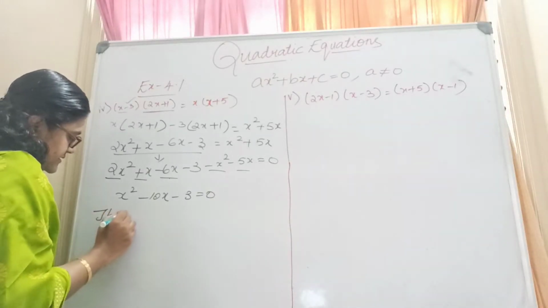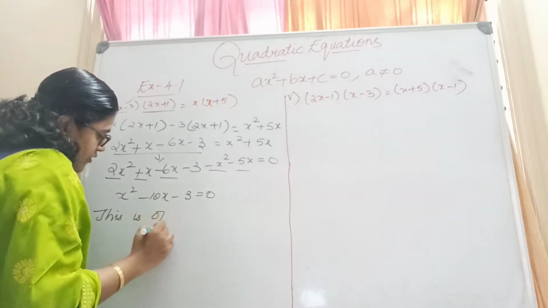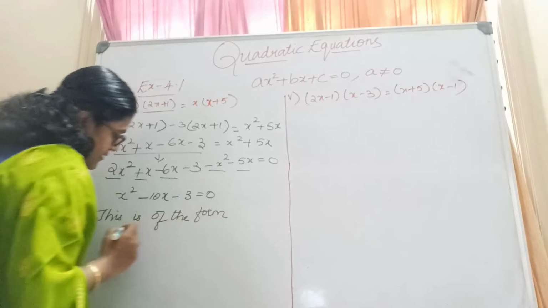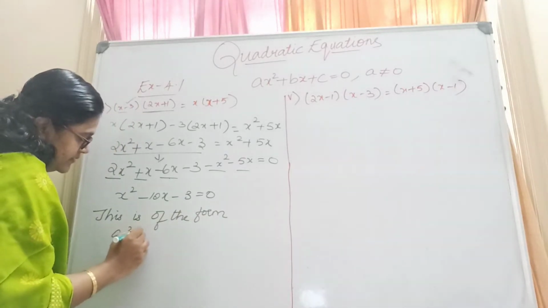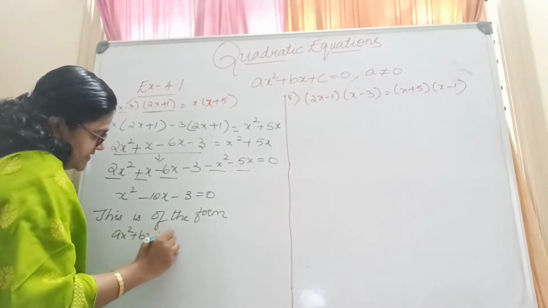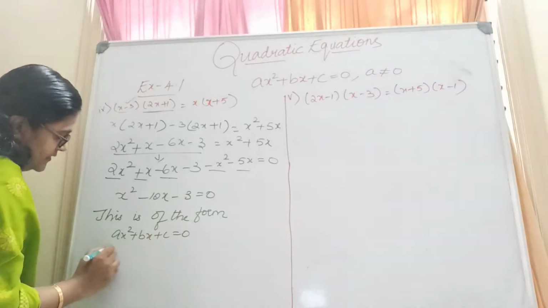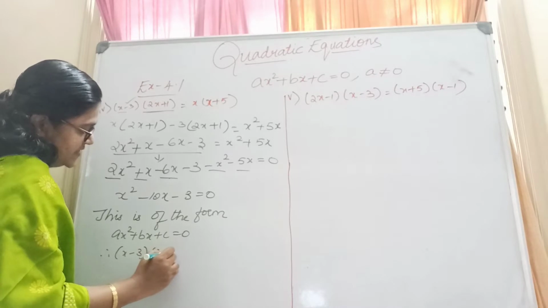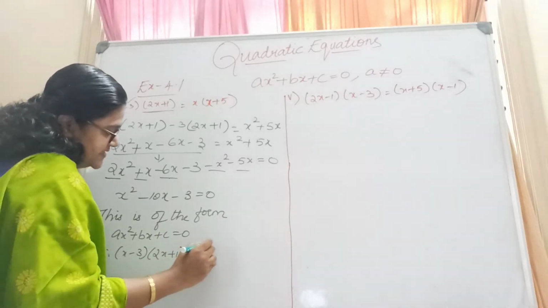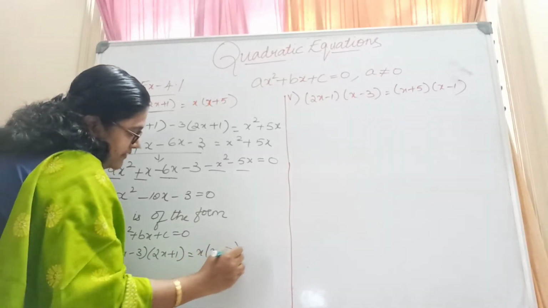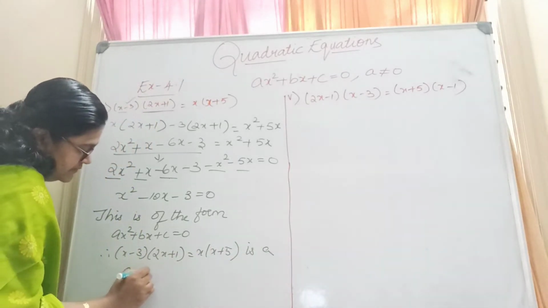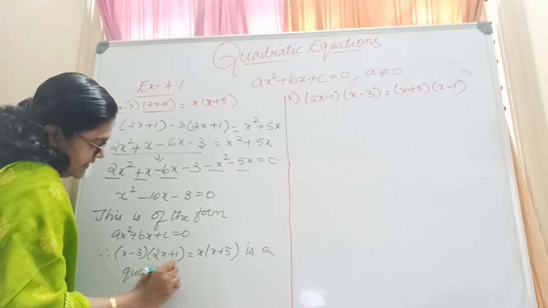This is of the form ax square plus bx plus c is equal to 0. Therefore, x minus 3 into 2x plus 1 is equal to x into x plus 5 is a quadratic equation.